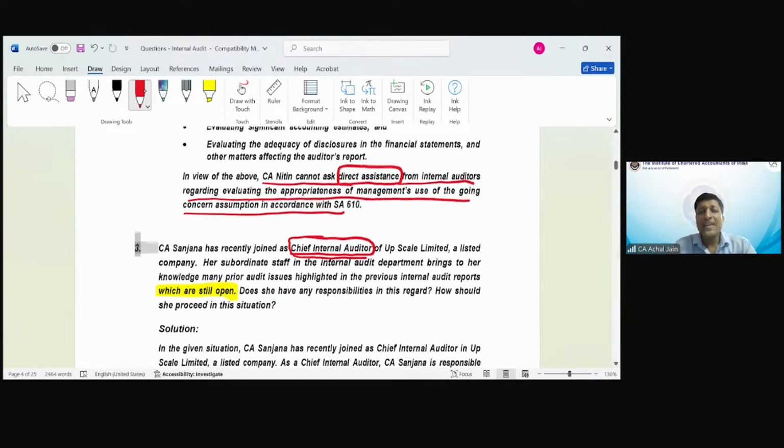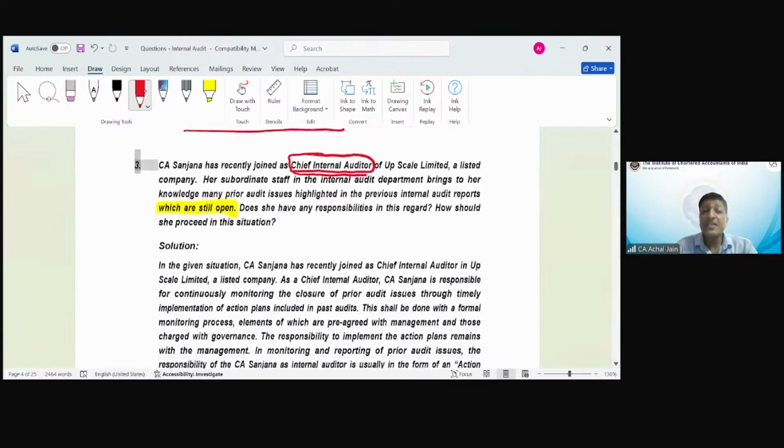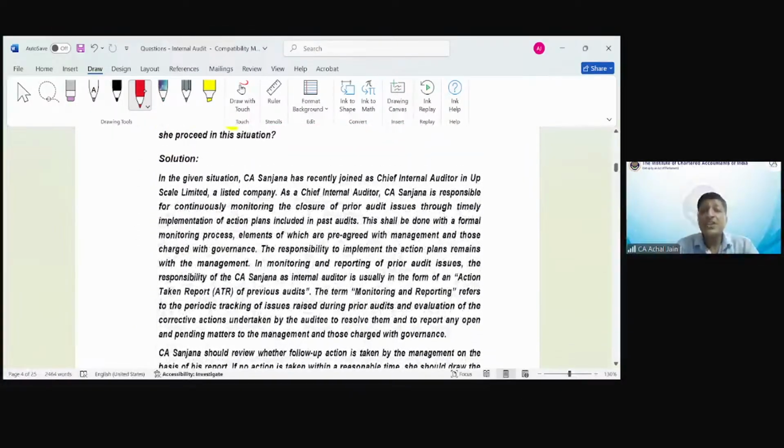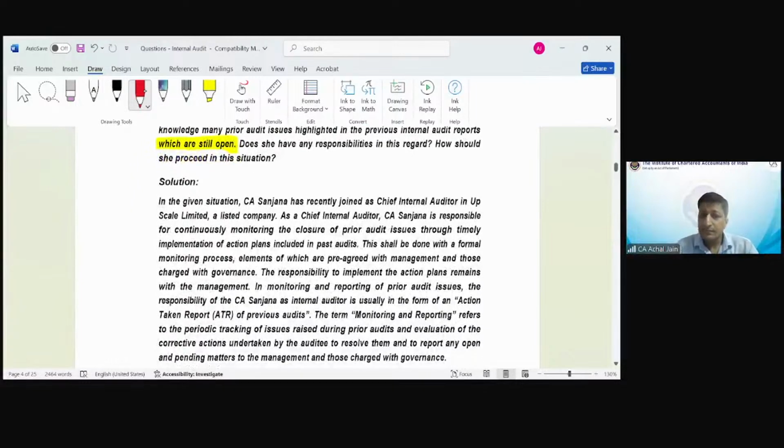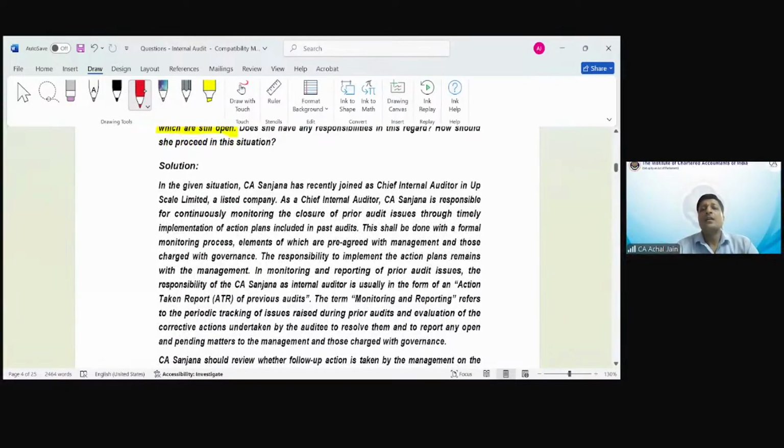So now, please understand that in this case, CA Sanjana is the Chief Internal Auditor. Yes or no? As Chief Internal Auditor, she will be responsible for continuous monitoring. Now, continuous doesn't mean daily. It means monitoring has to be there. Monitoring means you need to monitor whether the activity which was required to be done has been done or not. So in this case, what is the activity?